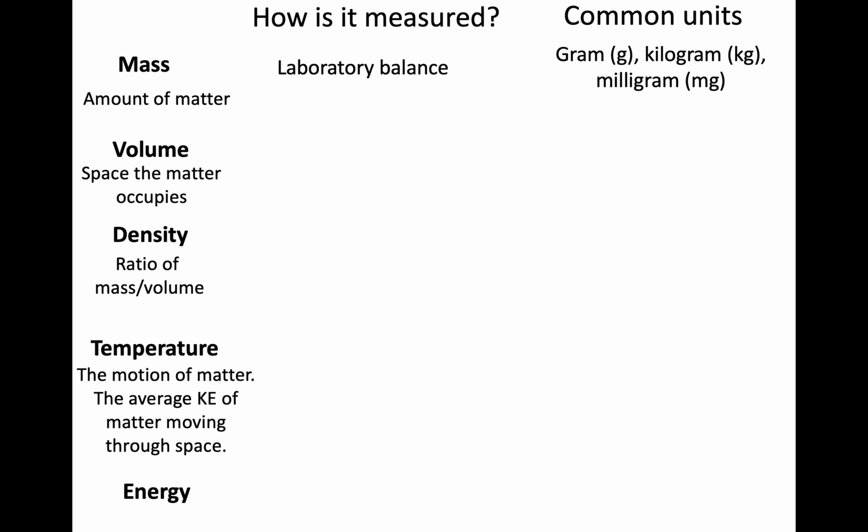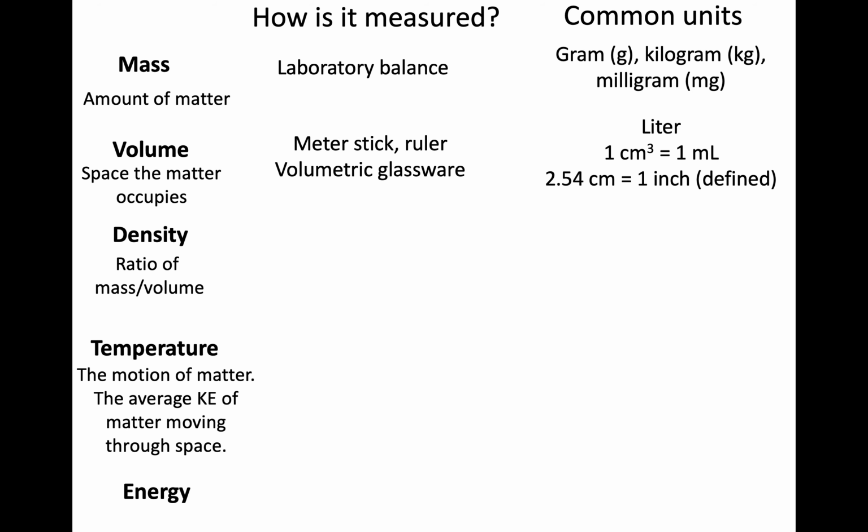Different ways that we would then measure these properties. So for mass, we might use a laboratory balance. Oftentimes it will be reported in units of grams, kilograms, milligrams. Volume, well, we might have something like a meter stick or some other ruler. If it's a liquid, we could use volumetric glassware. The units that we want to be familiar with there would be a liter.